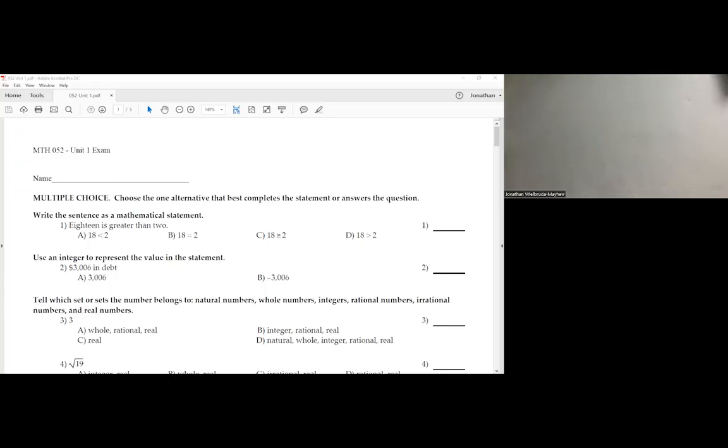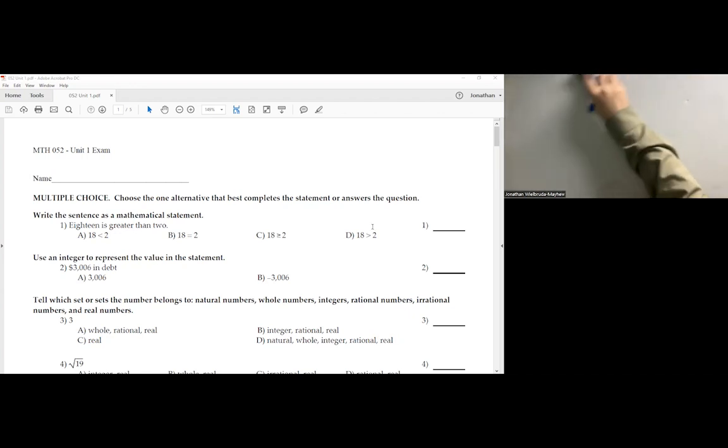Number 1, 18 is greater than 2. We want to write the sentence as a mathematical statement. 18 is greater than 2. We don't want the greater than or equal to sign. We just want greater than. 18 is greater than 2.